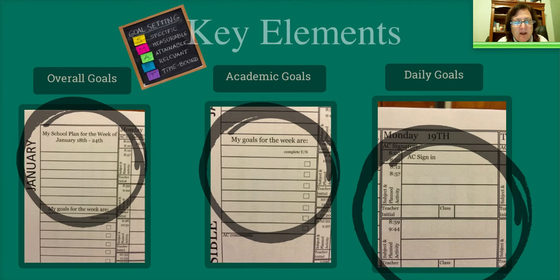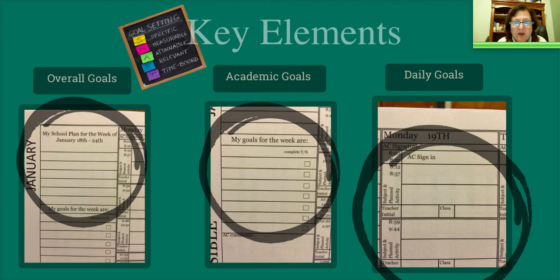Then underneath that, it says My Goals for the week are, with little boxes. Now we're drilling down to specific goals academically, whether that's to complete a reading that you need to do or get ahead of a term paper or get ready for a test. These are the goals that you're going to put down here. And then you're going to say yes or no. Or just check the box off.